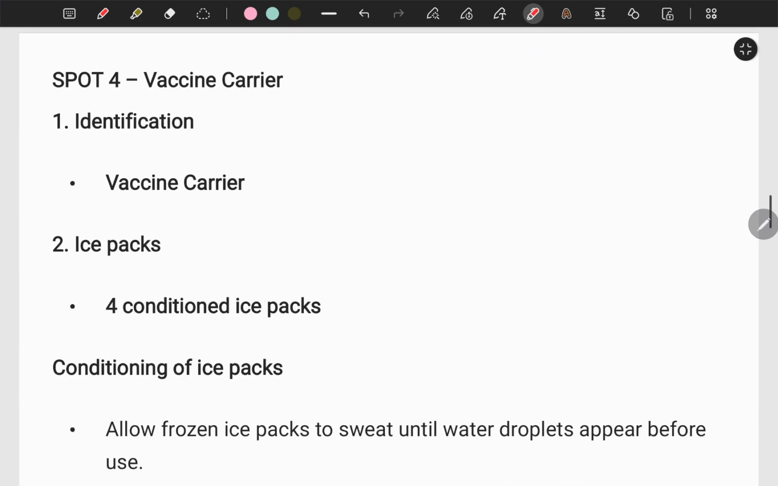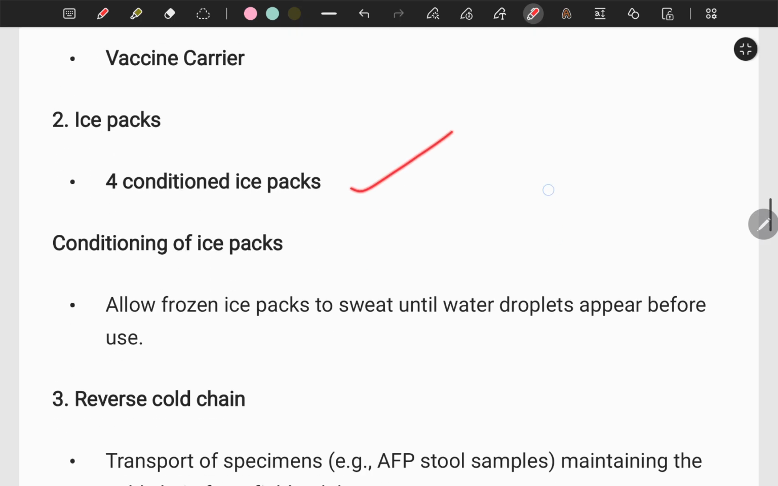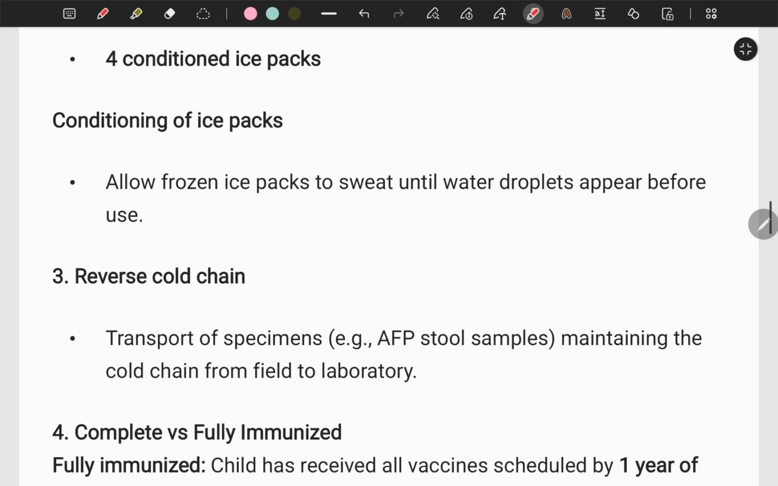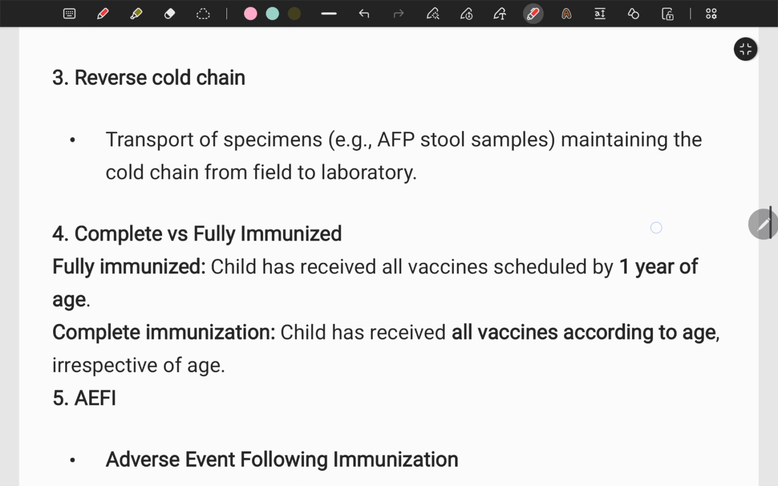Okay, so vaccine carrier, it is 4 conditioned ice packs. Allow frozen ice packs to sweat until water droplets appear before use. Reverse cold chain, transport of specimen, example acute flaccid paralysis stool samples, maintaining the cold chain from field to lab. This is reverse cold chain. Okay. Complete versus fully immunized.